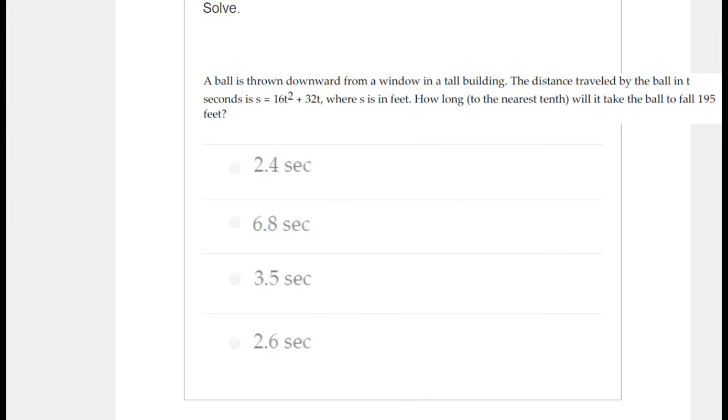Now, for this one, you have to read it carefully. It says a ball is thrown downward from a window in a tall building. So let's make a picture.